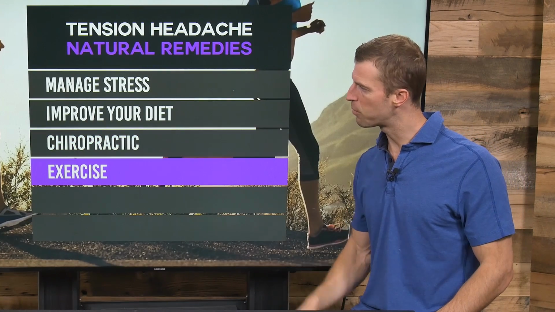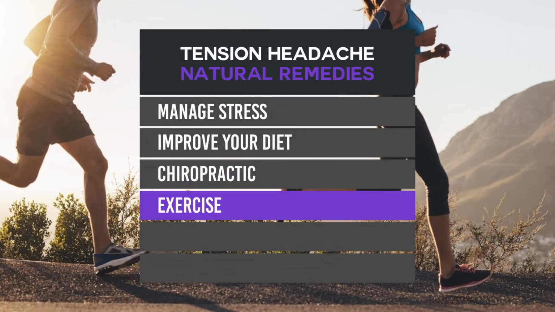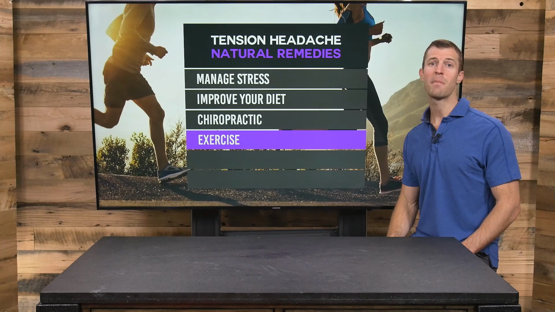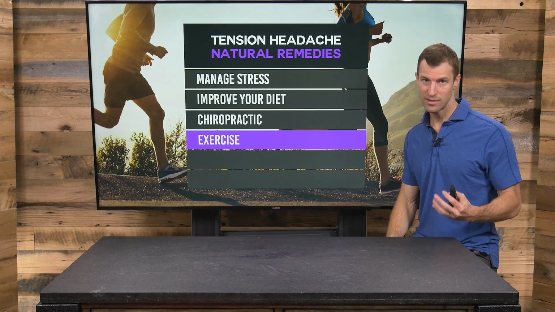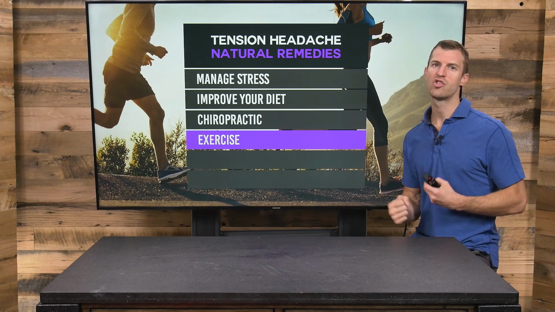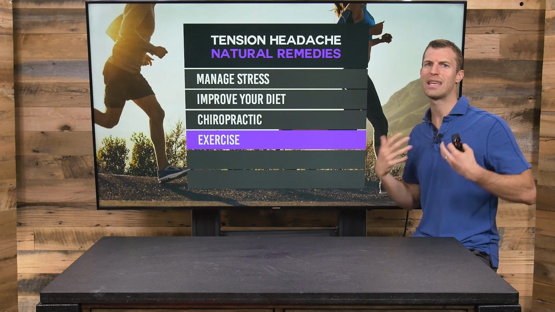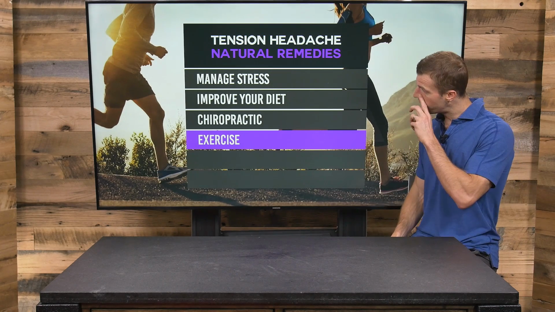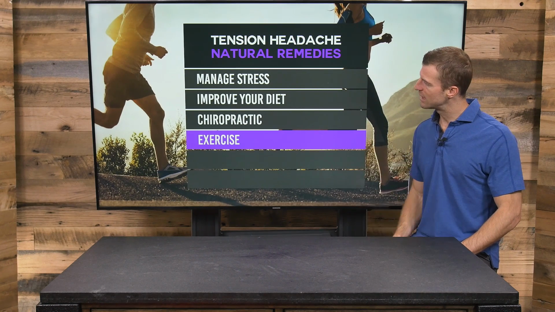Another thing chiropractic care can help with. Number 4 here is exercise. Exercise increases blood flow. Blood flow tends to reduce muscle tension, and some exercises are better than others. Swimming is great. Going out for a light jog or run, but just doing anything to really increase that blood flow is great. Hot yoga, Pilates, barre, all great forms of exercise for reducing tension headaches.